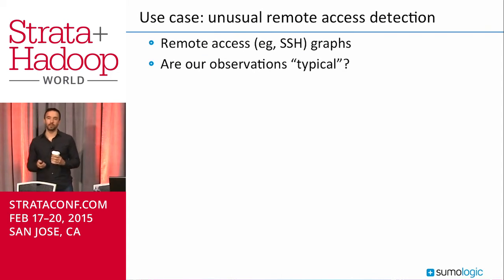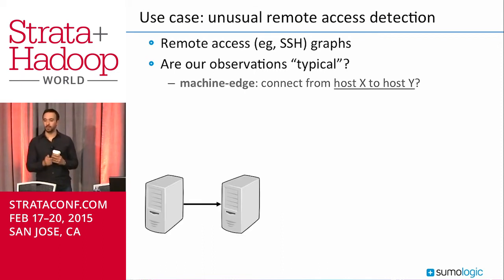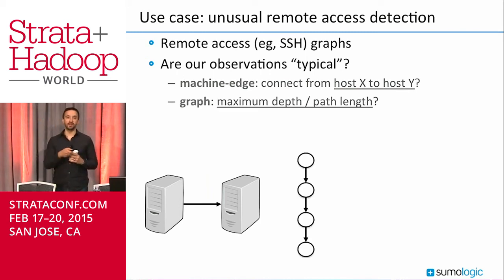So yeah, unusual remote access. Maybe it's SSH, something like this. The question that people are very often interested in is, are these observations typical? And again, we could say, did this machine connect to each other? Count those edges. What is the depth of the subgraph, or the diameter of this graph? So maybe people usually connect remotely to one machine, and they hop to at most one other machine. If all of a sudden you're seeing these really long remote connection chains where they go from machine to machine to machine to machine to machine to machine, that might not be normal.